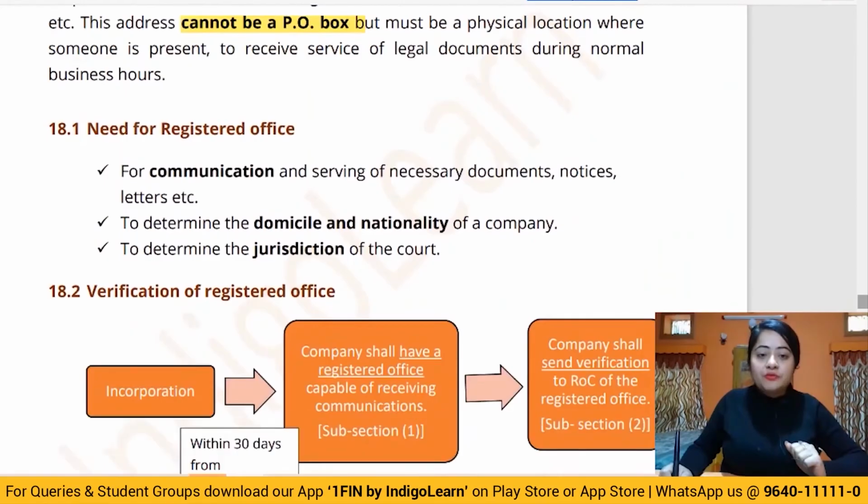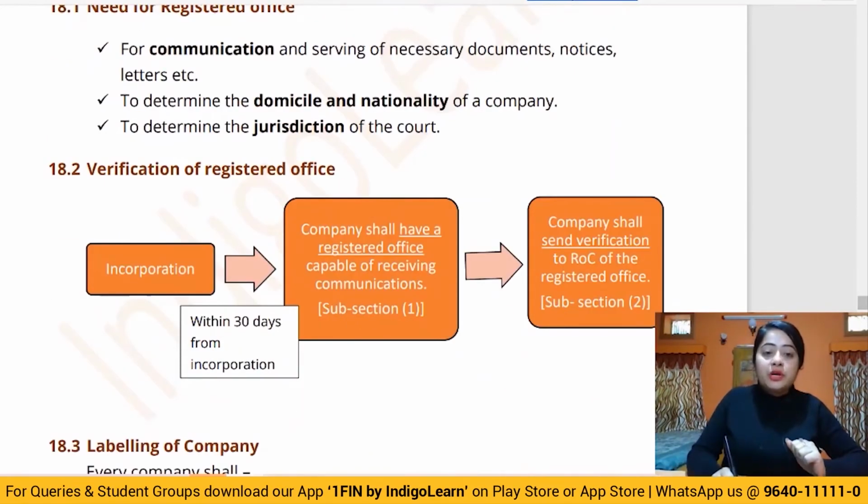What is the need of a registered office? It is used for understanding the jurisdiction of the court or the jurisdiction of the registrar of companies. It is useful for communicating, and it is also useful to understand the nationality of the company. Once a company is incorporated, within 30 days, the company should have a registered office, and it should submit all the details relating to that registered office with the registrar of companies. Basically, the verification of that registered office should be done within 30 days from the date of incorporation.